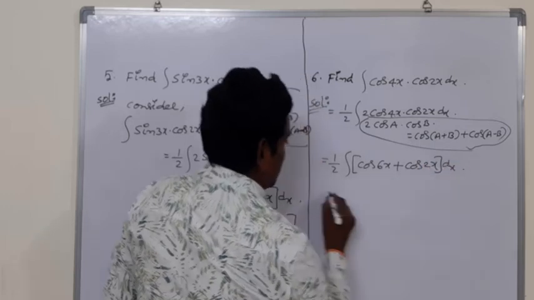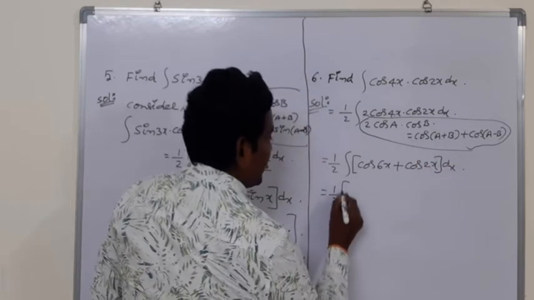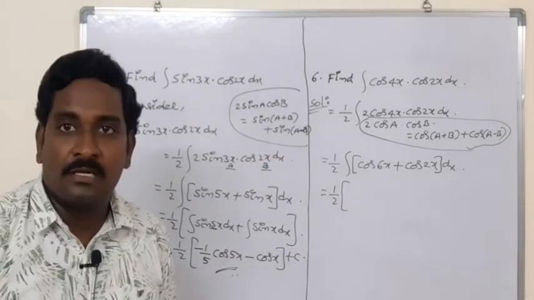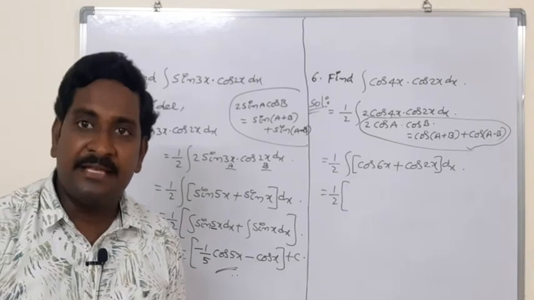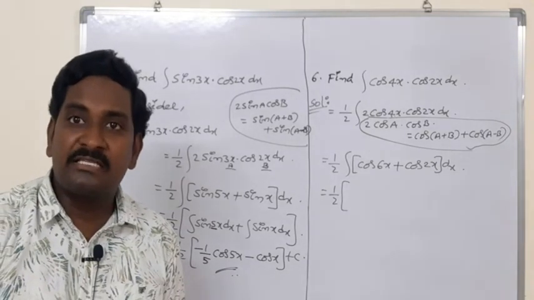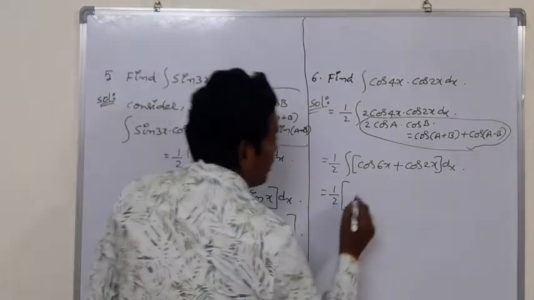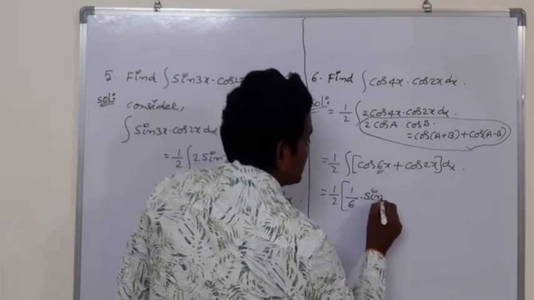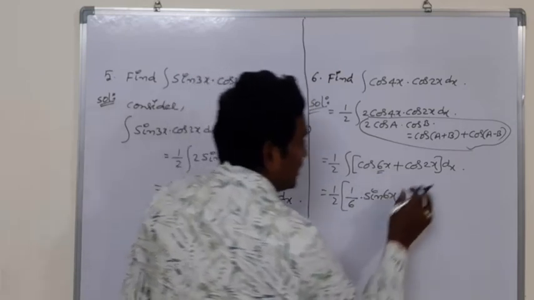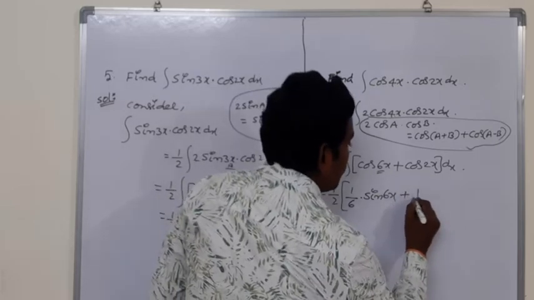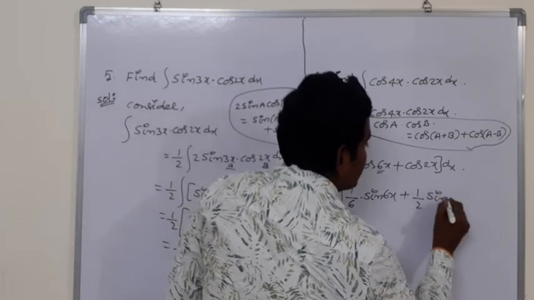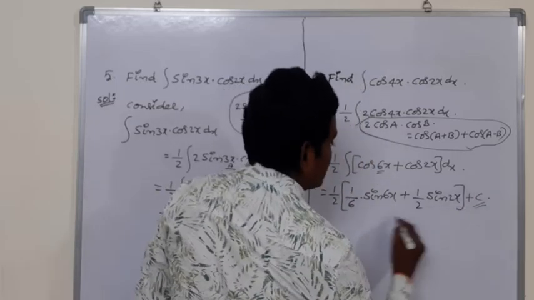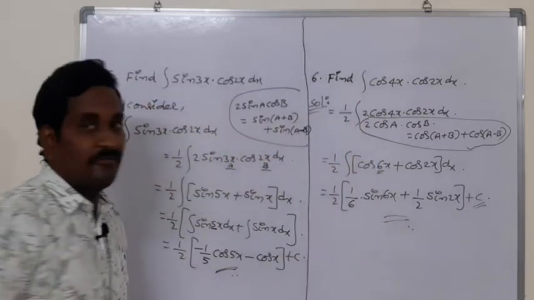Half into, directly write the values of integration of cos 6x. Integration of cos is sine, but the coefficient of x is 6. That's why write the 6 in the denominator. 1 by 6 into sine 6x plus integration of cos 2x is 1 by 2 into sine 2x. Integration is over. That's why add constant c. This is the result of the given problem.